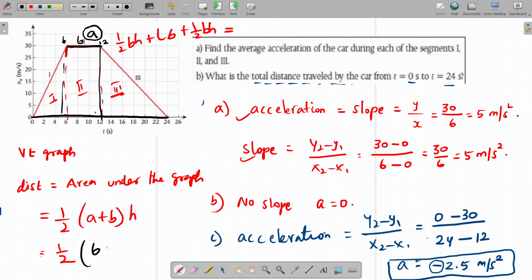So the a length is 6, and the b length is 0 to 24, so 24, and the height is the vertical height here, from the y-axis 0 to 30. So here is 30. So the answer is 450 meters. That is the total distance traveled from 0 seconds to 24 seconds.